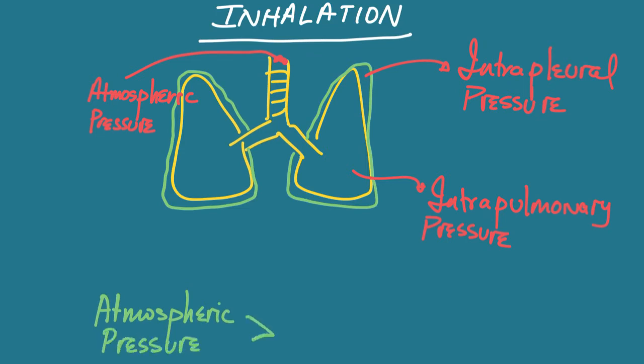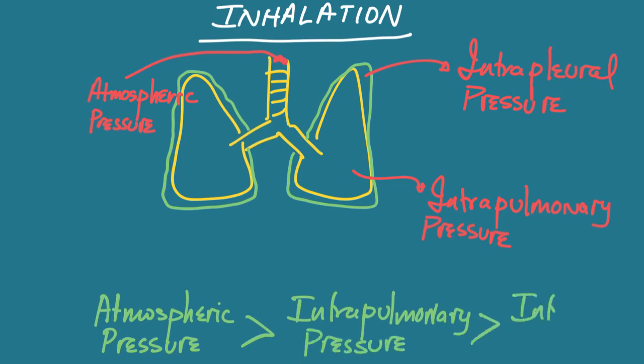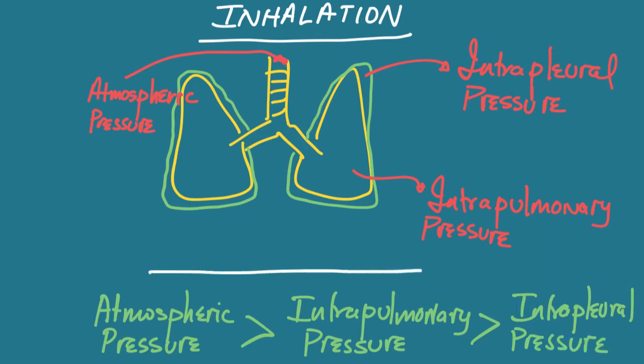So the atmospheric pressure must be greater than intrapulmonary pressure. And intrapulmonary pressure must always be greater than intrapleural pressure. And this way, air moves down the pressure gradient. If the intrapleural pressure is greater than intrapulmonary pressure, it can cause the lungs to collapse.